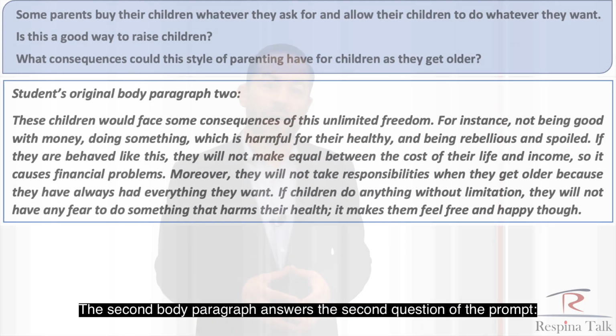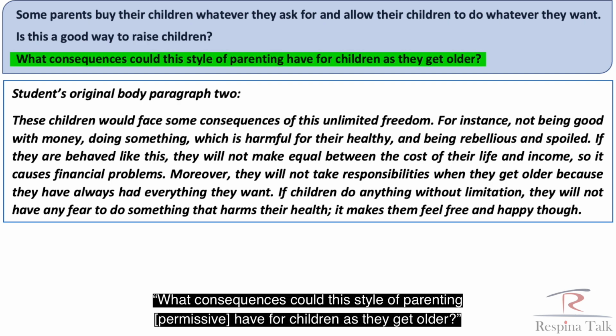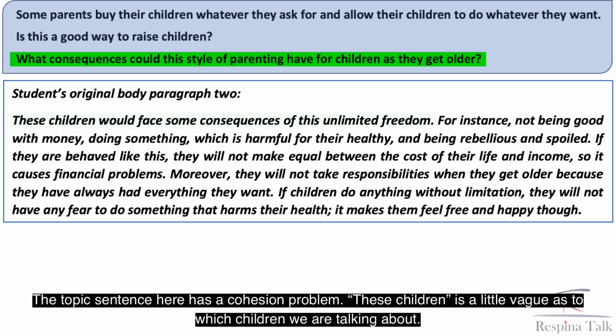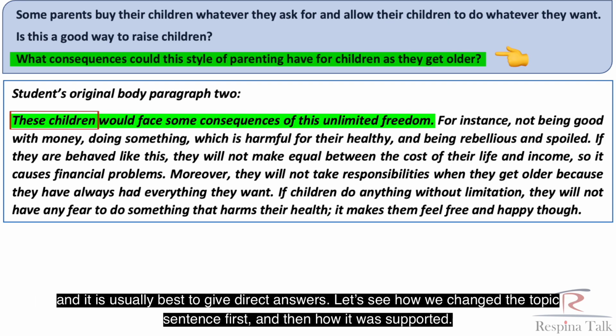The second body paragraph answers the second question of the prompt. What consequences could this style of parenting or permissive parenting have for children as they get older? The topic sentence here has a cohesion problem. These children is a little vague as to which children we're talking about. The topic sentence should support the thesis statement, which means it should answer the question in the prompt, and it is usually best to give direct answers. Let's see how we changed the topic sentence first, and then how it was supported.